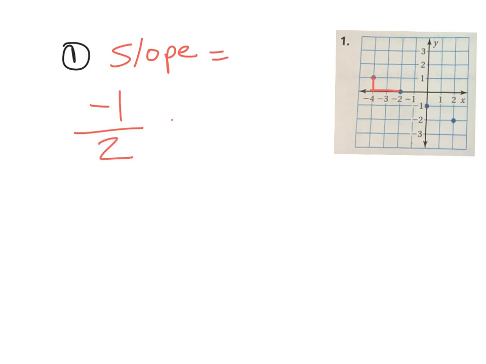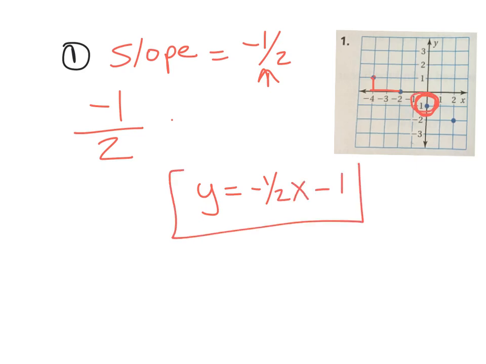So then my slope equals negative 1 half. Okay, and then where's my y-intercept? It crosses the y-line at negative 1, so here's my equation. Y equals, my slope is negative 1 half, x, and then my y-intercept is at negative 1. So it's even faster when you can look at it on the graph.